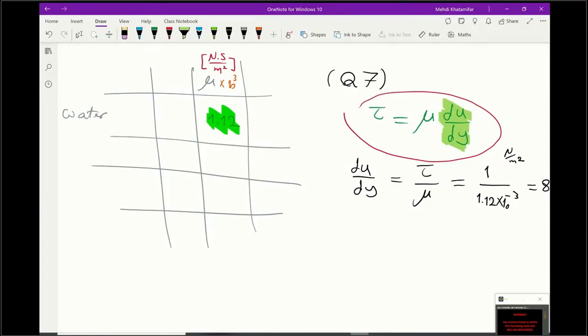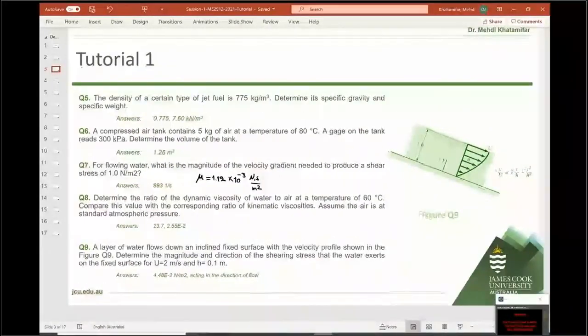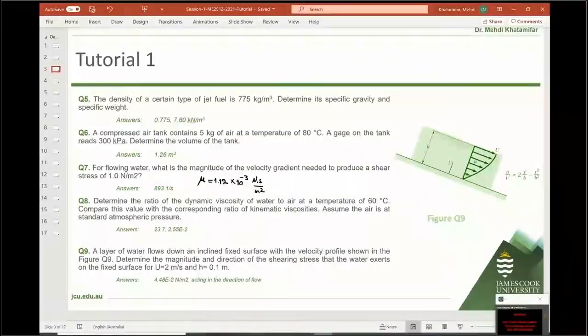Let's go to question 9. We're doing good here. So this question says a layer of water flows down an inclined fixed surface with the velocity profile shown in figure 9. The velocity profile means the velocity over that height, so we have a formula for that velocity. Determine the magnitude and direction of shear stress that the water exerts on the fixed surface, for the given U and H.